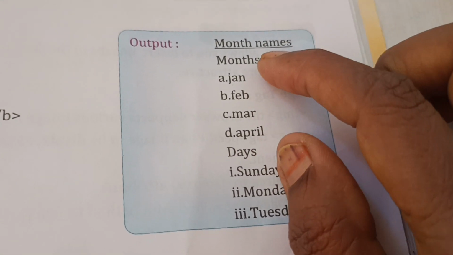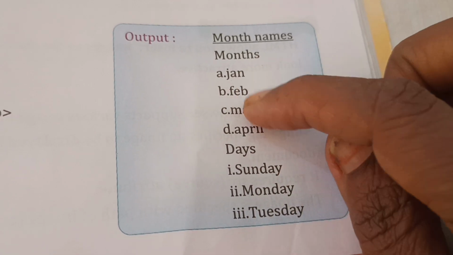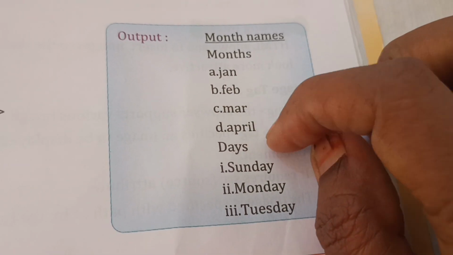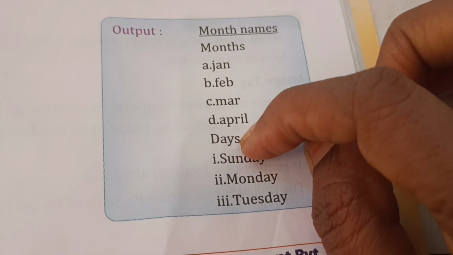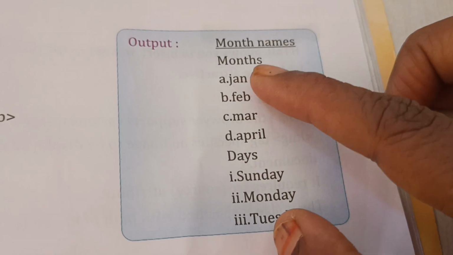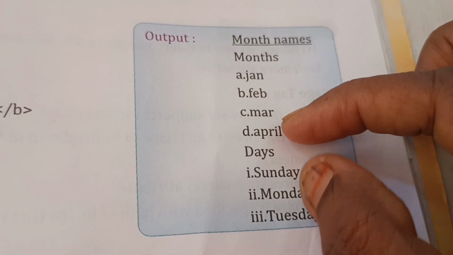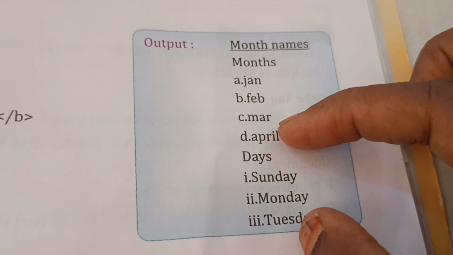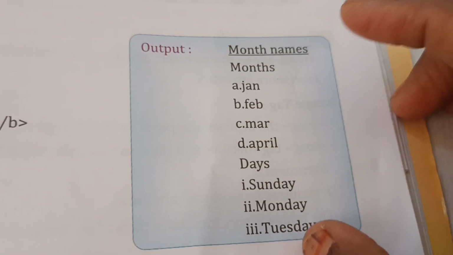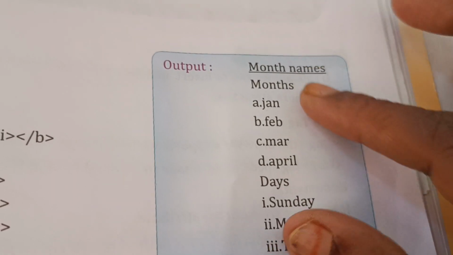Months names. What is the month's name? I am here, January to April. Next, days. This one is the ordered list. This is the unordered list. Understand? Ordered list and unordered list, they both are combined as a nested list.